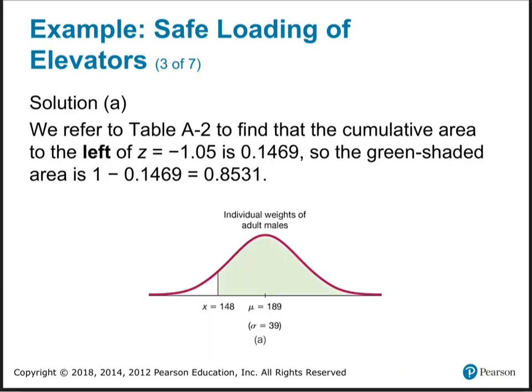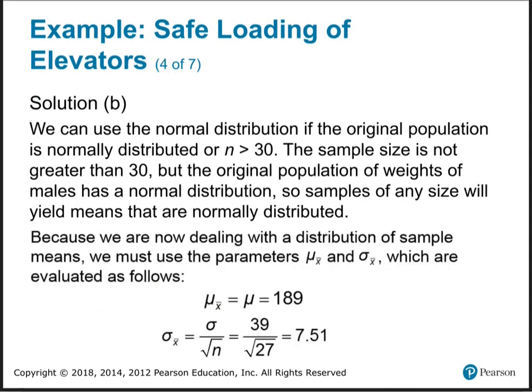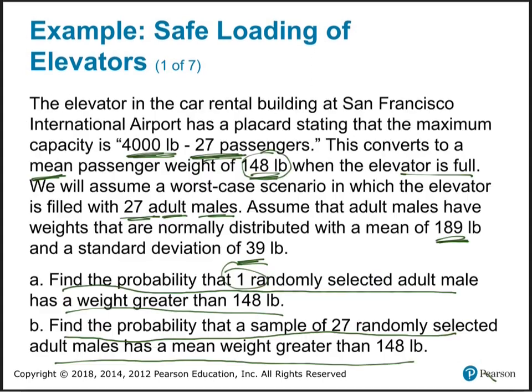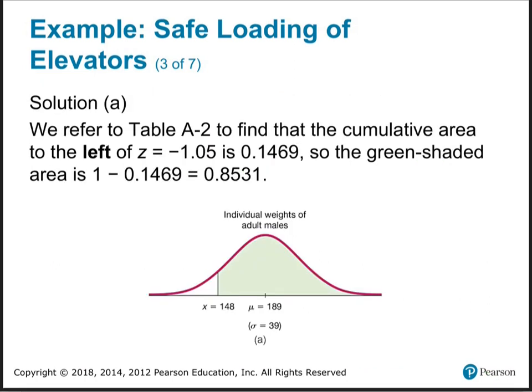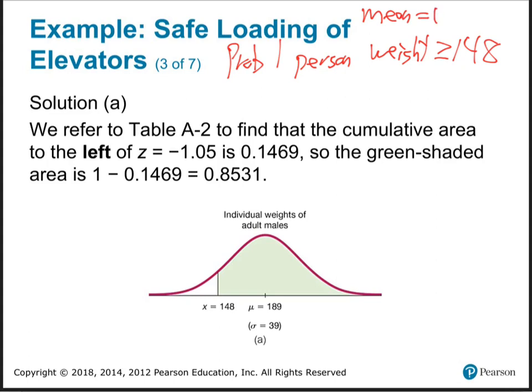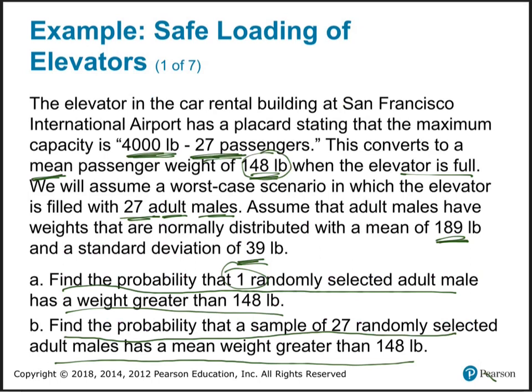So part A, how will we do part A? Let's use our calculator. I'm just going to do part A right here. Part A, what is it? 148 pounds. So, probability, one person's weight is greater than or equal to 148. The mean weight for adult males, they say it was 189? And the standard deviation, what did they say? 39, yeah, 39.